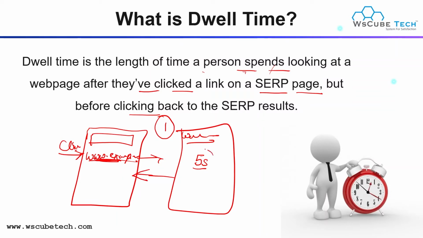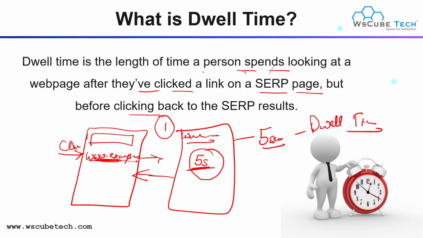So what is this 5 seconds here? This 5 seconds is known as dwell time. That is the length of time people spend looking at the web page. They have clicked on the link on a search engine result page, but just before getting back, that time is known as dwell time.